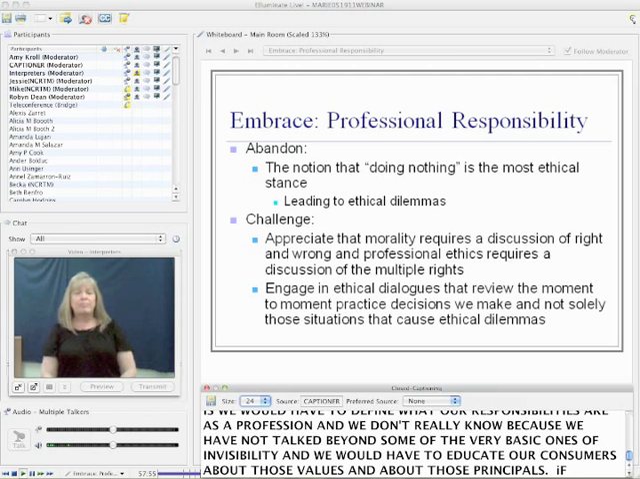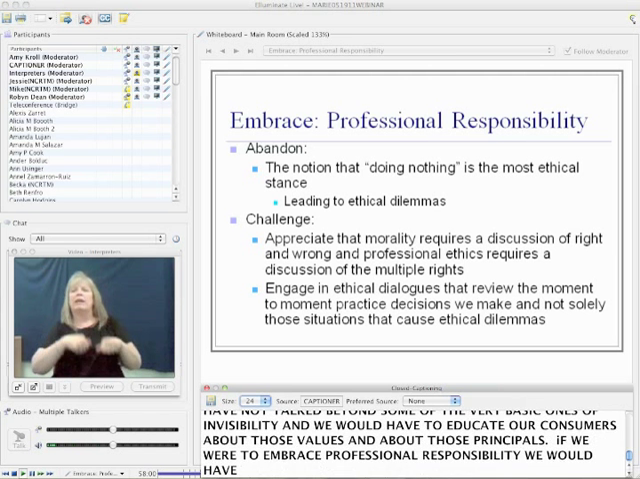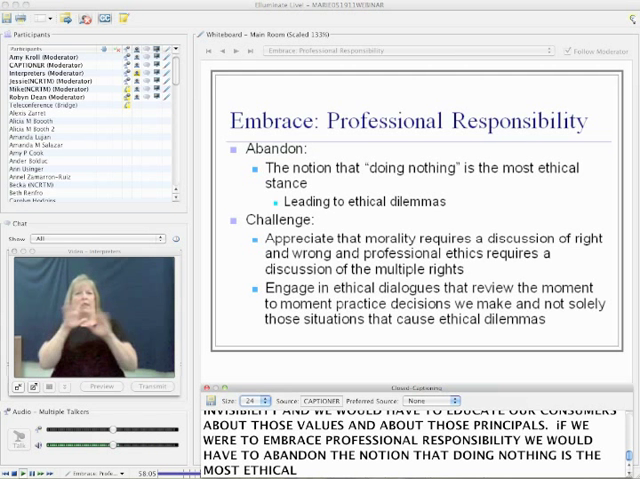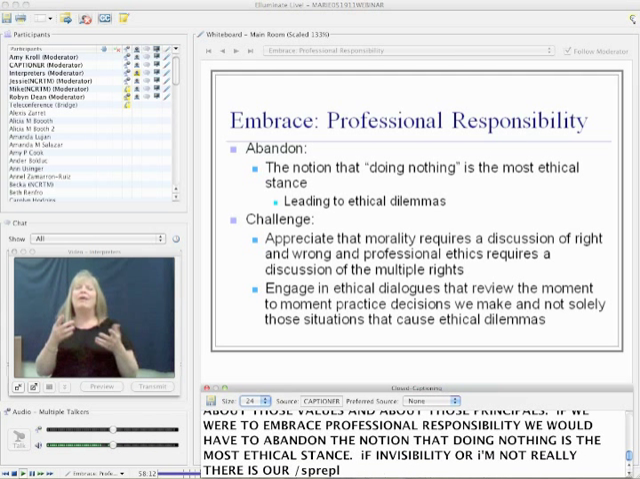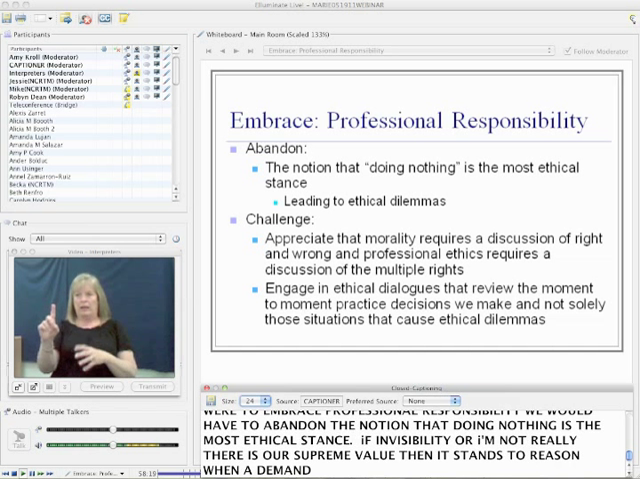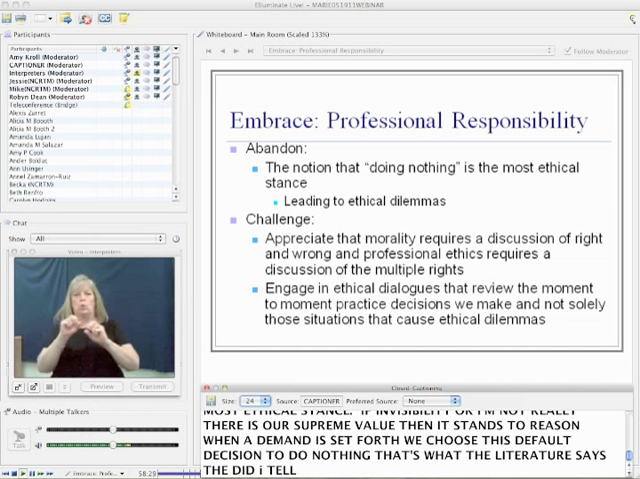If we were to embrace professional responsibility, we would have to abandon the notion that doing nothing is the most ethical stance. If invisibility, or I'm not really there, is our supreme ideal, or our supreme value, then it stands to reason that we feel like doing nothing in an interpreting assignment when something is posed to us, when a demand is set forth. We choose this default decision to do nothing. That's what the literature says. The literature says the default decision is to do nothing, and we suggest that's the most ethical stance.